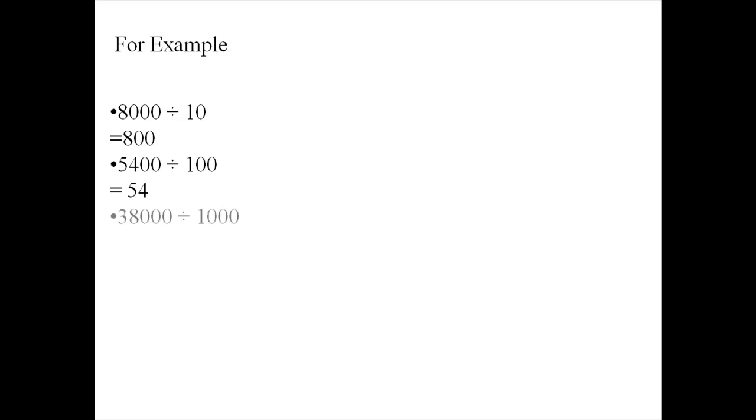We have a third example: 38,000 divided by 1000. The second number contains 3 zeros, so we remove 3 zeros from the first number, so the result will be 38. Now I am going to describe the multiples of 10, 100 and 1000 for division.